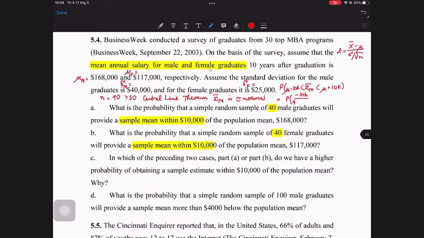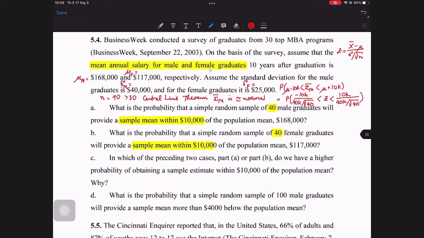We have 40,000 here, 40, and then we have z here, and we have 10,000 over 40,000 over square root of 40. Now in the exam, do not just write 10K like this. I write it here because I do not have enough space in order to write out everything here. But in the exam, do not write something like this.